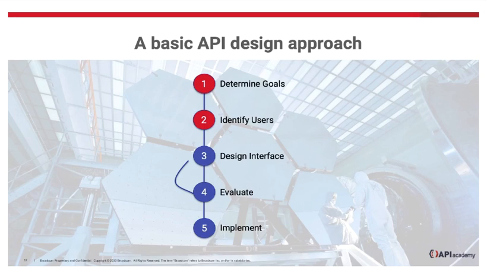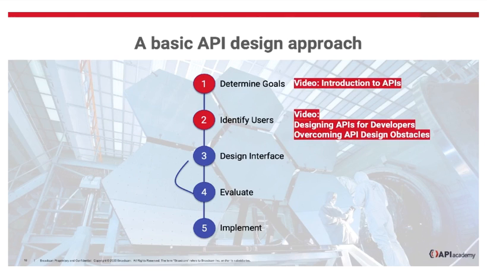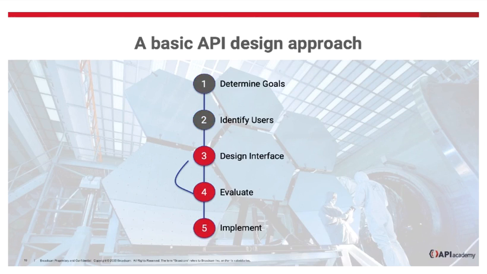The first two steps in a basic API design approach, determining goals and identifying users, are covered in a number of other videos in the API Academy series. Review these videos for more details on how and why setting business goals and understanding your audience can go a long way in achieving your API program goals. The next steps, interface design, evaluation, and implementation, go hand in hand and form a sort of feedback loop.